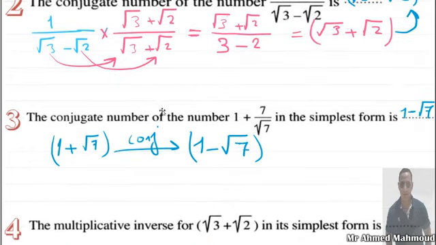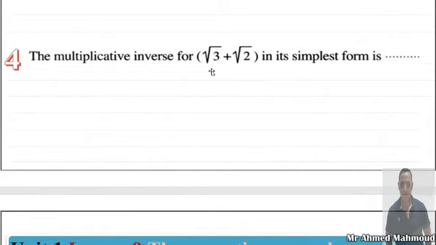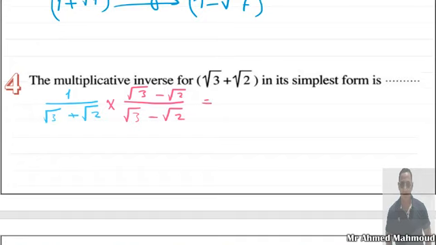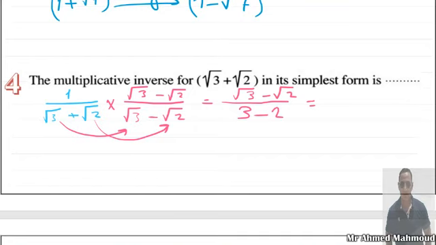The next one, the multiplicative inverse of this number, √3 + √2, in the simplest form. Okay, the multiplicative inverse, we are going to write the number like this: 1 over (√3 + √2). This is a multiplicative inverse. But to do this one in the simplest form, we are going to multiply up and down by the conjugate. It will be √3 − √2 up, √3 − √2 down. It will be like this: √3 times √3 equals 3, √2 times negative √2 equals negative 2, 1 times (√3 − √2) equals √3 − √2, 3 minus 2 equals 1, then the number in the simplest form will be √3 − √2.